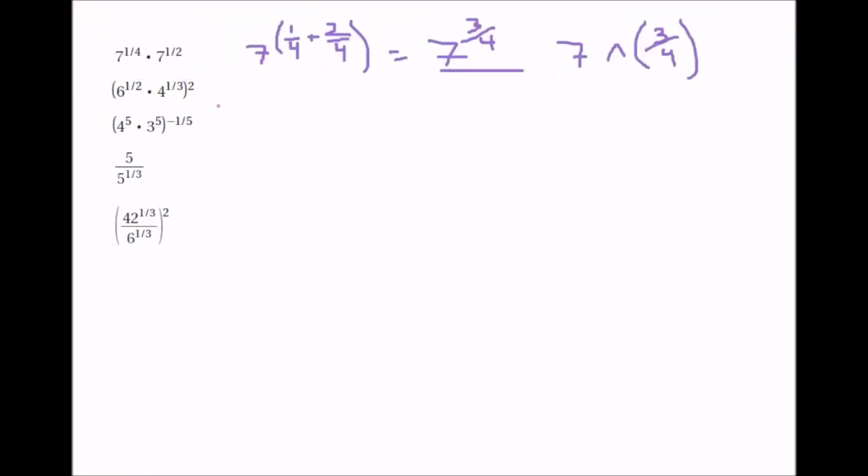Second one, 6 to the 1/2 times 4 to the 1/3, all to the second power. Those bases are not the same, so we can distribute this 2 inward. And even if the bases were the same, we could distribute it inward. Let's just do that. So 6 to the 1/2 times 2. Remember, a power to a power is not adding them, it's multiplying. 6 to the 1/2 times 2 is going to be 6 to the 1. 1/2 times 2 is 1. Times 4 to the 1/3 times 2, which is 2/3.